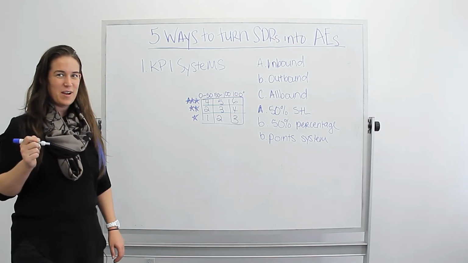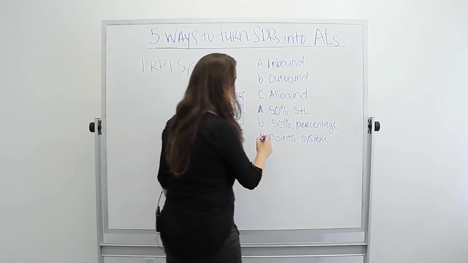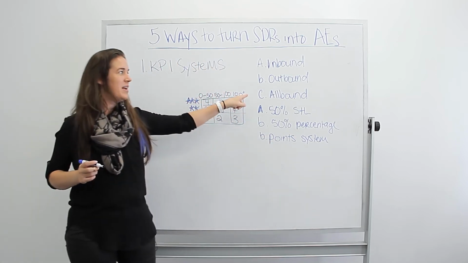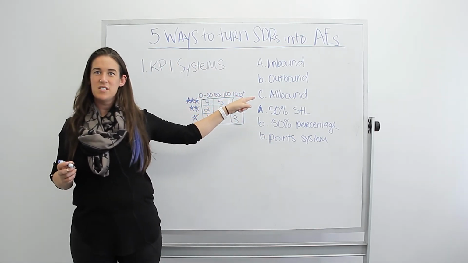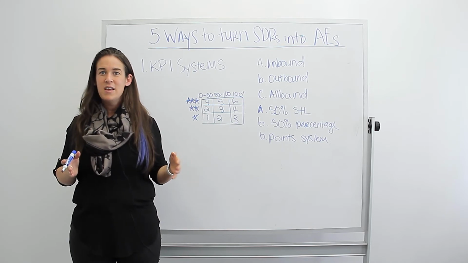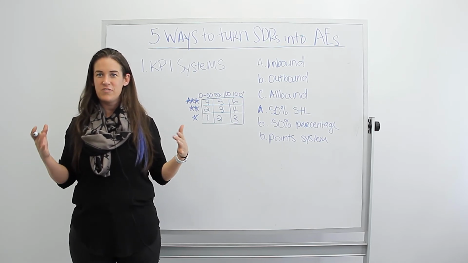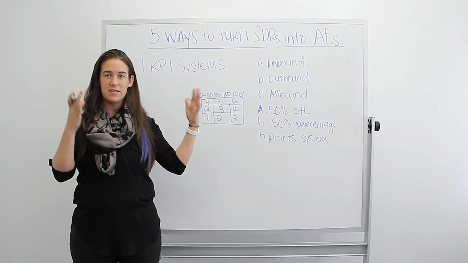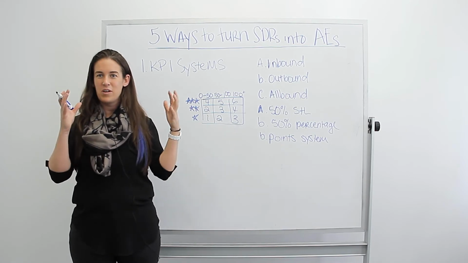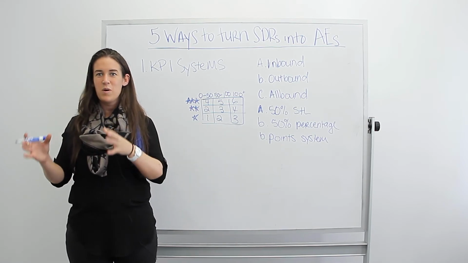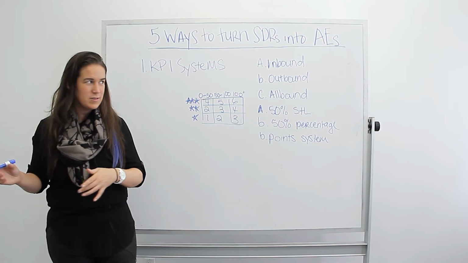So the third kind of rep is going to be an all-bound rep. This is typically an SMB company that does this, is what I've seen. Prior to segmenting their team, they want to have their SDRs calling on all different types of leads. So they want to have them calling on the demo requests, the event leads, the ebook downloads, the webinar registrants, and cold outbound.